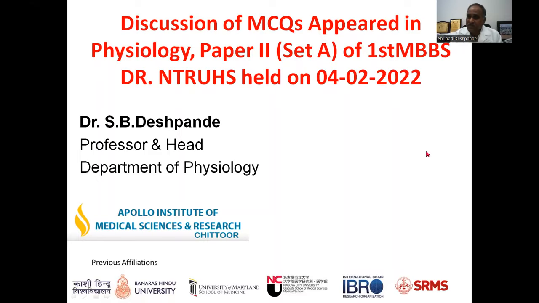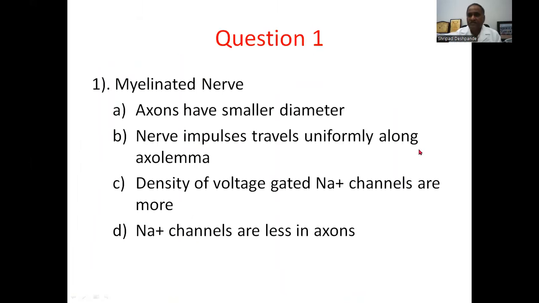Without wasting time, we proceed to question number 1 of set A. The question is about myelinated nerve, that is the stem. The answer options are: A, axons have smaller diameter; B, the nerve impulses travel uniformly along the axolemma; C, density of voltage gated sodium channels is more; D, sodium channels are less in axons.